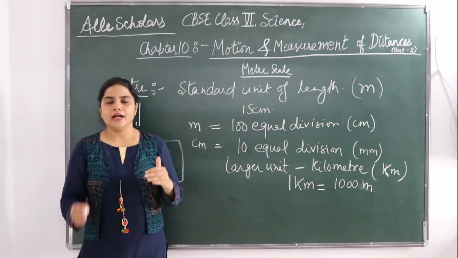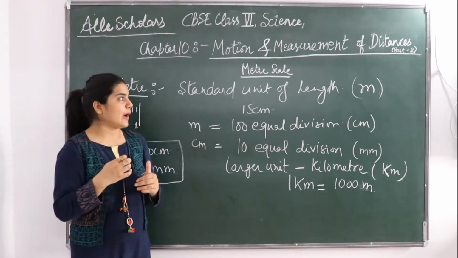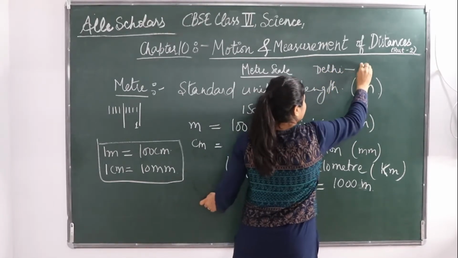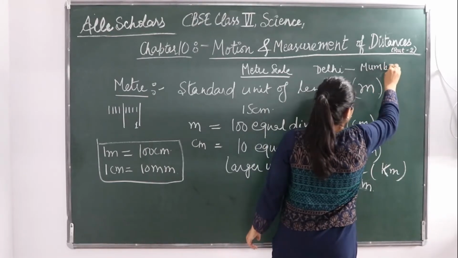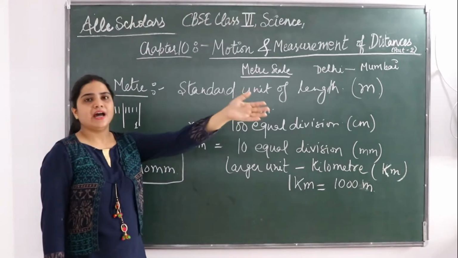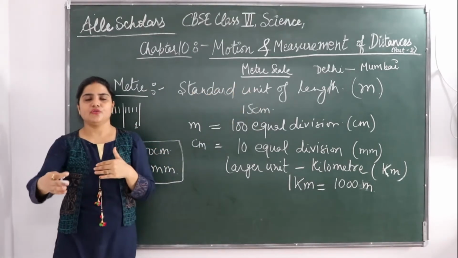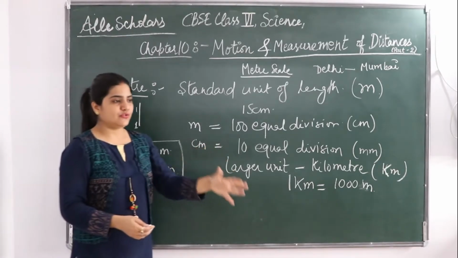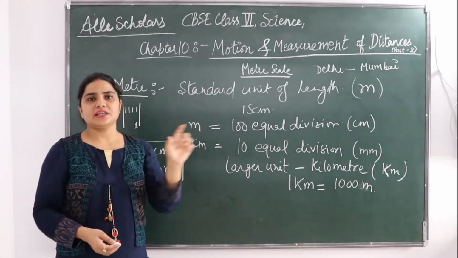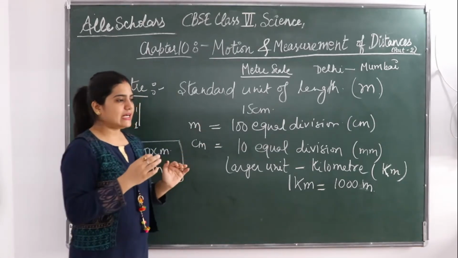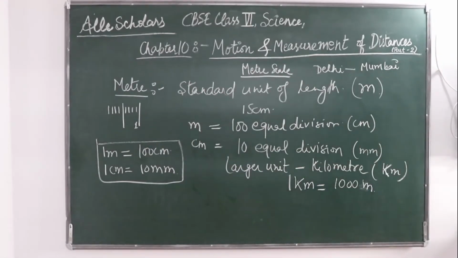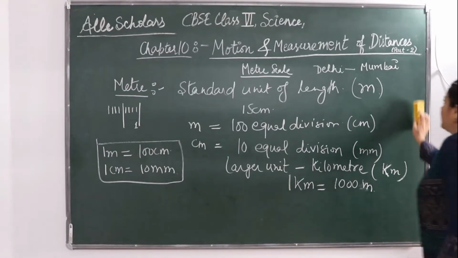If you calculate the distance between Delhi and Mumbai, is that calculated in meters? No, it's in kilometers. One city is so many kilometers far from the other city. If you book a train or a bus, you will see they have mentioned how many kilometers you are traveling. So for larger distances, the unit used is the kilometer.